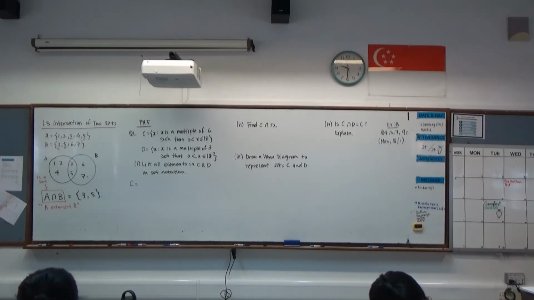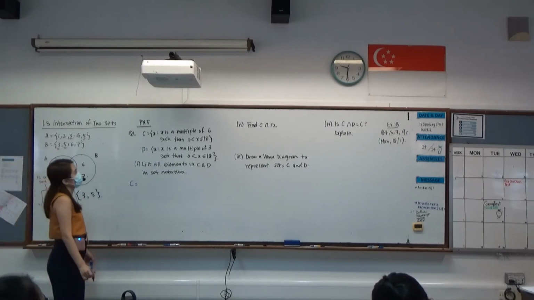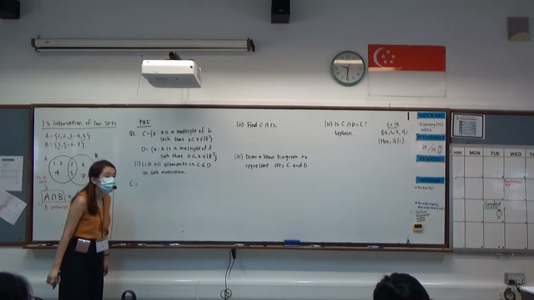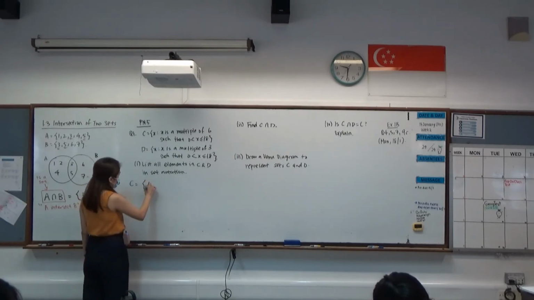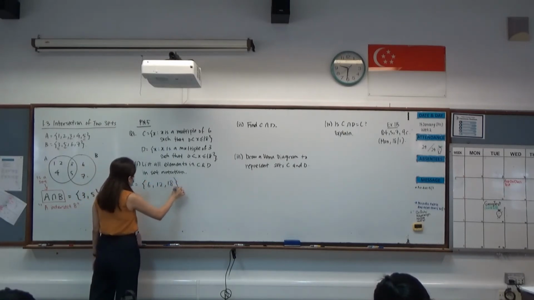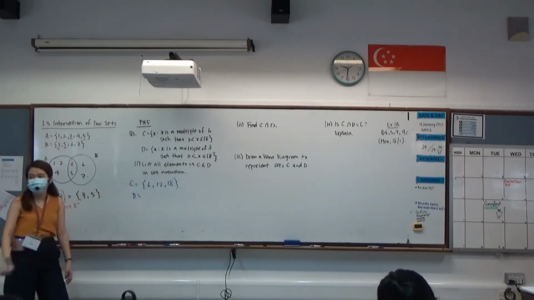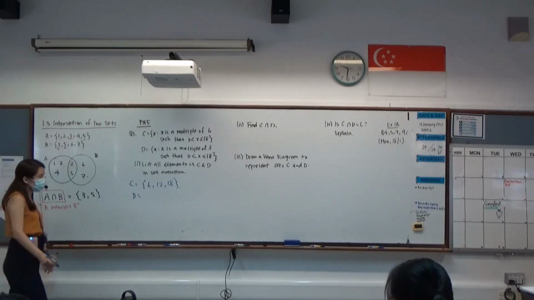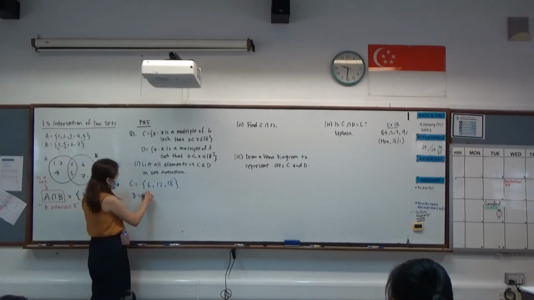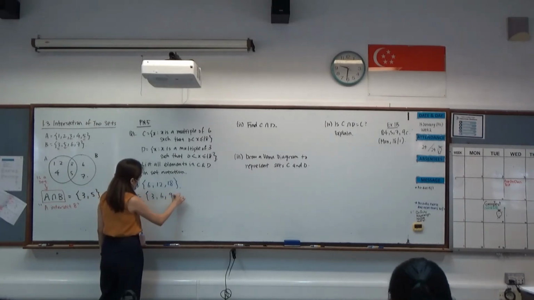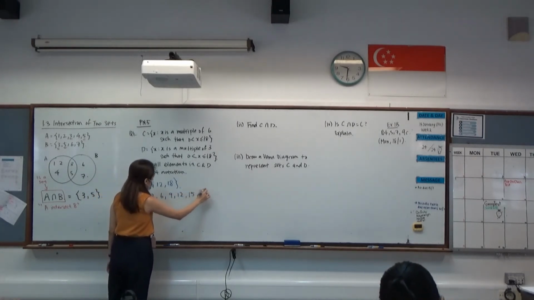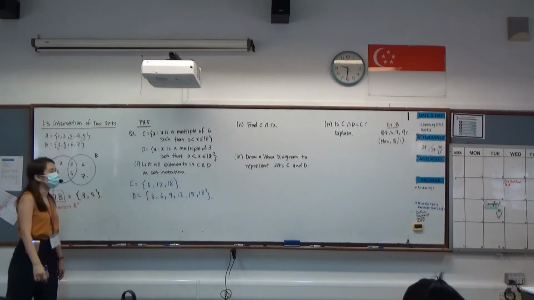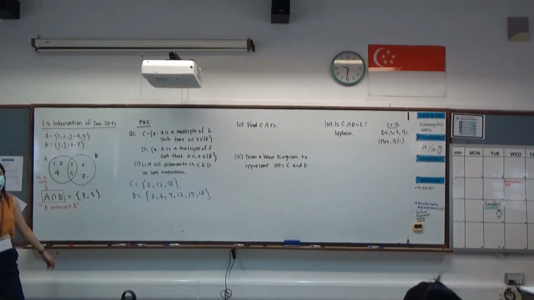What are the elements in set C? Mervin, what are the elements in set C? Sorry? 6, 12, 18. Okay. What about in set D? Richard, what do you think? Okay, 3, 6, 9, 12, 15, 18. Then after that in part 2, we want to find out what is C intersect D.